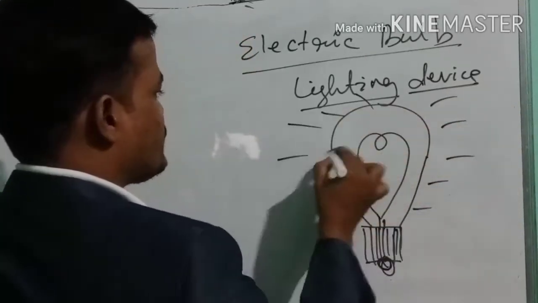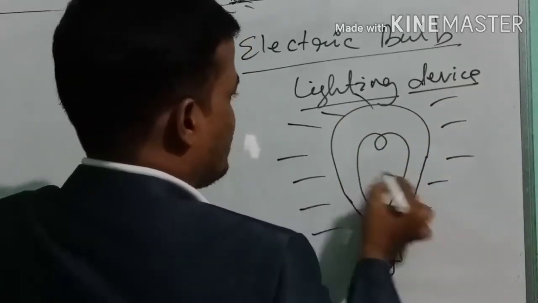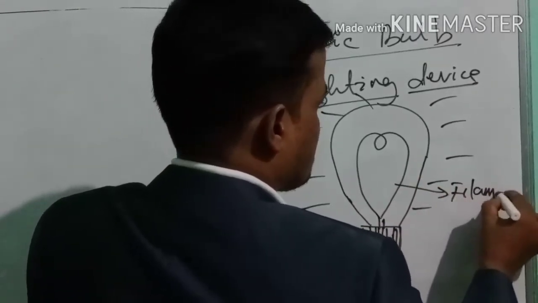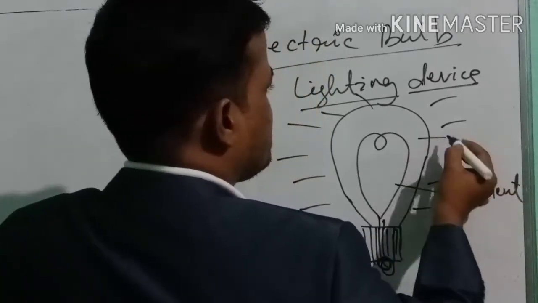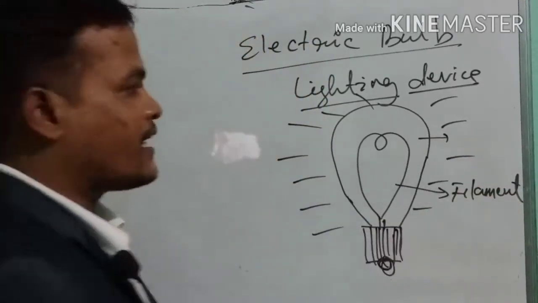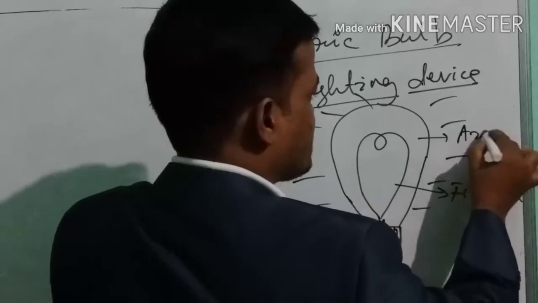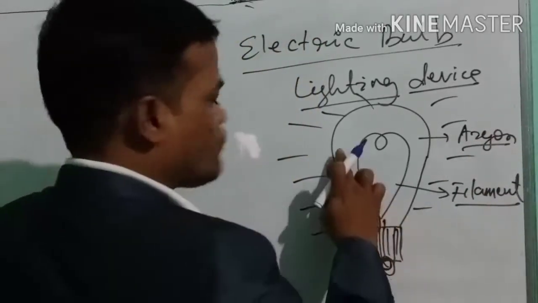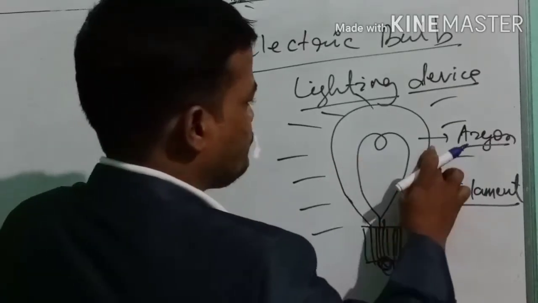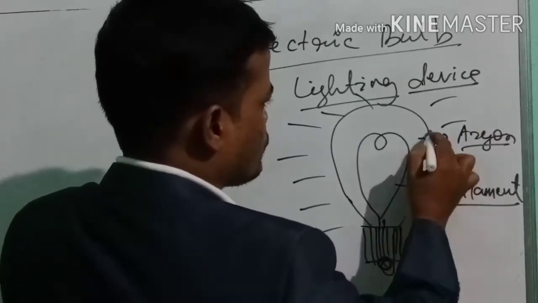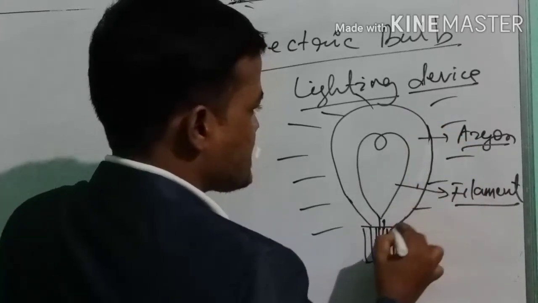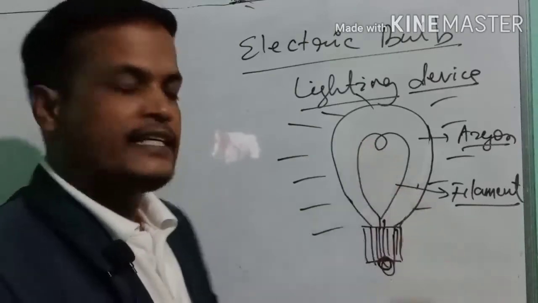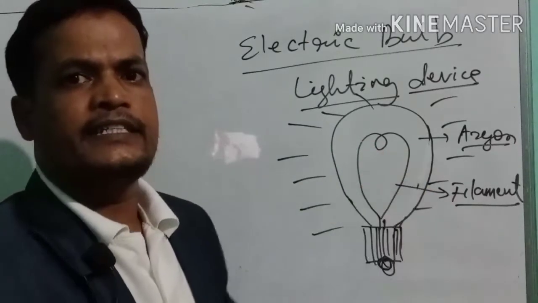It produces light. So this wire is called the filament, and the gas used inside is argon gas. This is your filament. When electric current flows through this filament, it gets red hot, it becomes red, and it emits light.